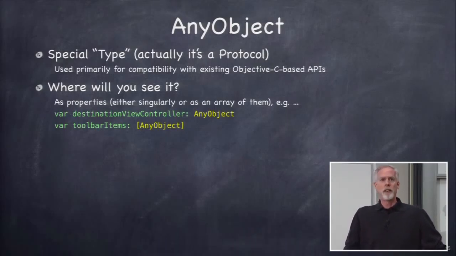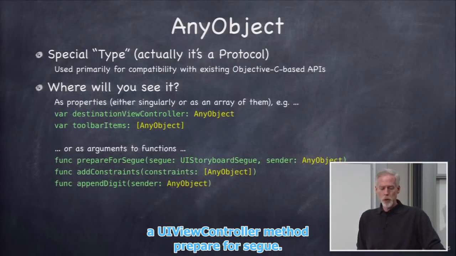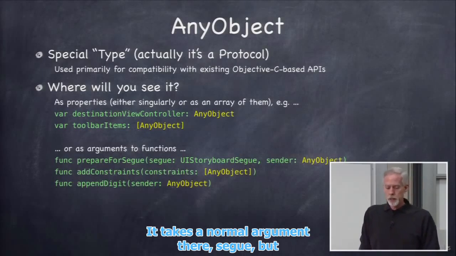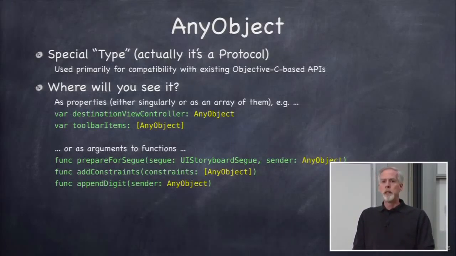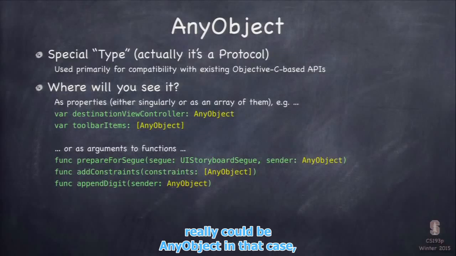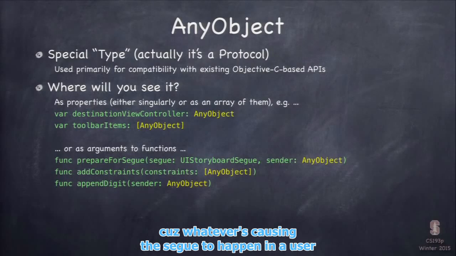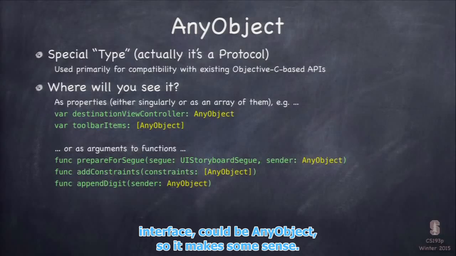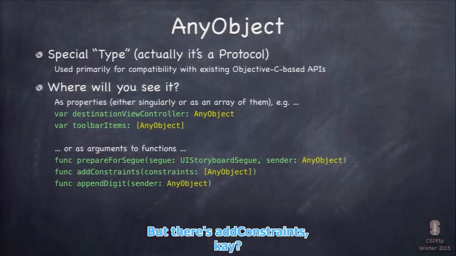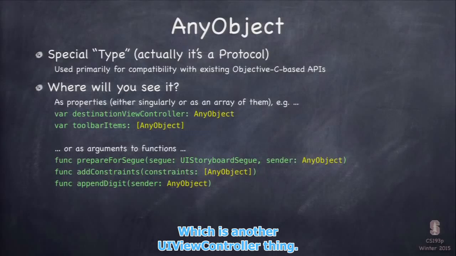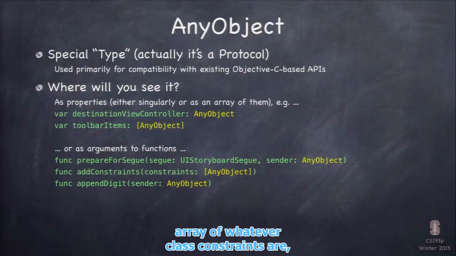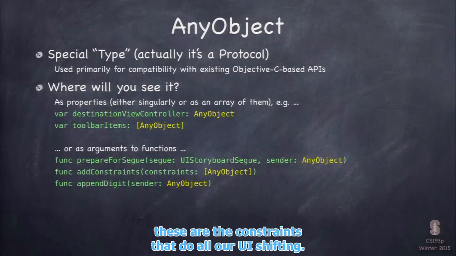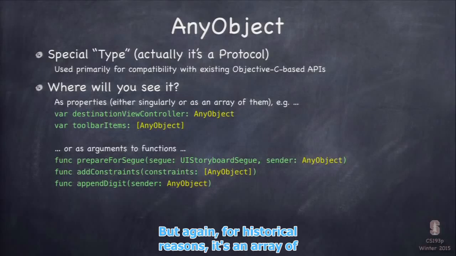You'll also see them as arguments to functions. Like here's a UIViewController method prepare for segue. It takes a normal argument there, segue, but then it also takes a sender, which can be AnyObject. Now in that case, it kind of makes sense because whatever's causing this segue to happen in your user interface could be any object. But there's add constraints, which is another UIView thing. You'd think that would be an array of whatever class constraints are. I haven't taught you about this, but these are the constraints that do all our UI shifting. But again, for historical reasons, it's an array of AnyObject.